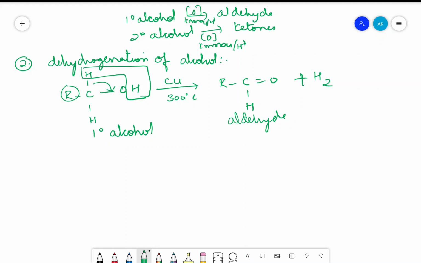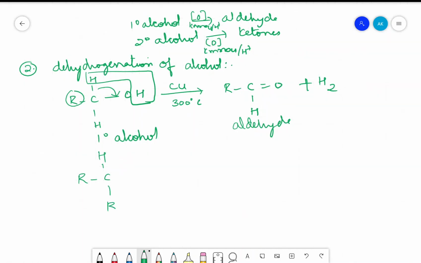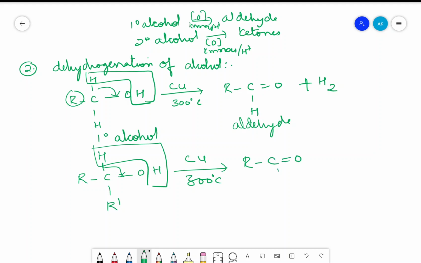In the second method, sorry, for ketones, we are going to the secondary alcohol. By now you should know what a secondary alcohol is. Here it will be RCH(OH)R', heated in the presence of copper at 300 degrees Celsius. These two hydrogens will be removed. This bond will shift here. We'll get RCOR' plus H2. This is called a ketone.